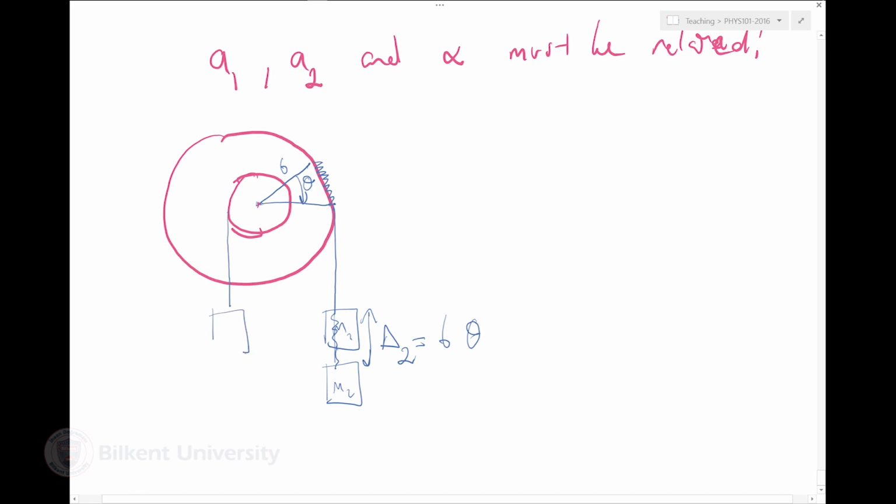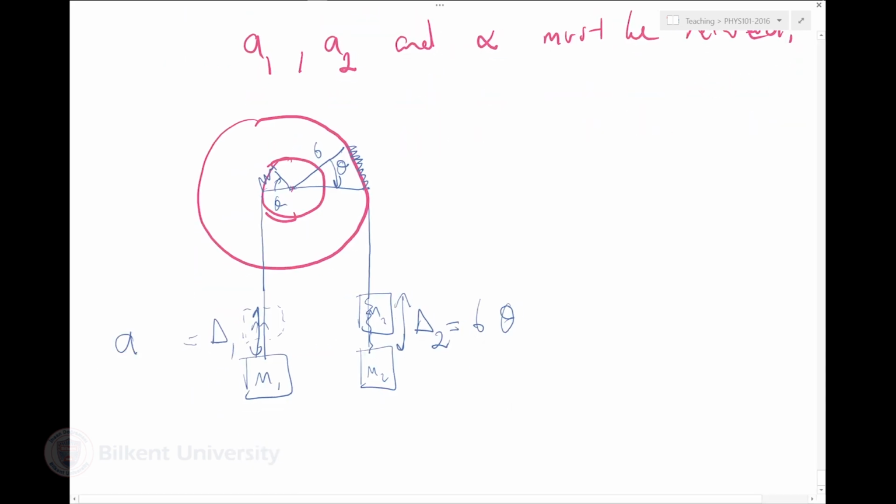What will m1 do? M1 is actually going to go up. By which amount? Let me call this delta 1. Delta 1 is going to be, well, both objects are rotating by the same theta. So this part of the radius will be subtracted from the length, right? So delta 1 is going to be a times theta.